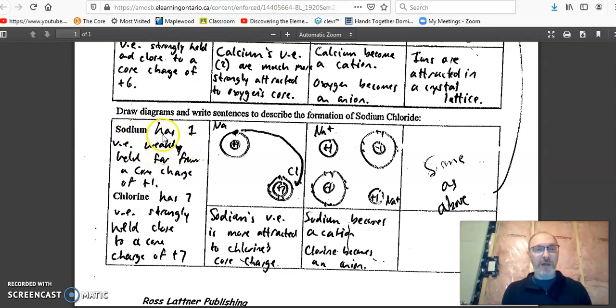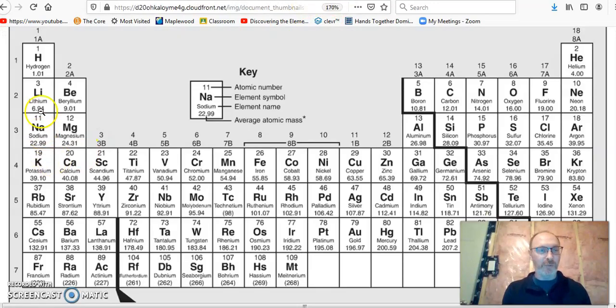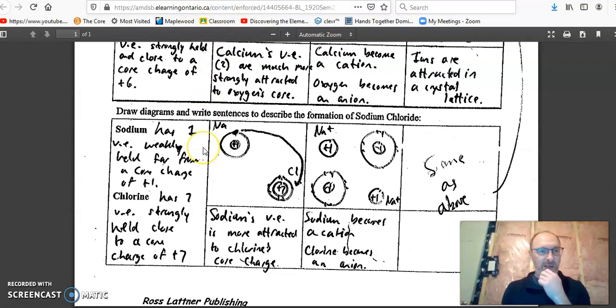So sodium is described as having one valence electron weakly held far from a core charge of +1. So you can see that right here. One valence electron, core charge of +1. Again, sodium is in group 1, 1A, so that's where we get that information. How do we know it's weakly held? Again, because sodium is on the left-hand side, it's a very large atom and has such a small core charge.